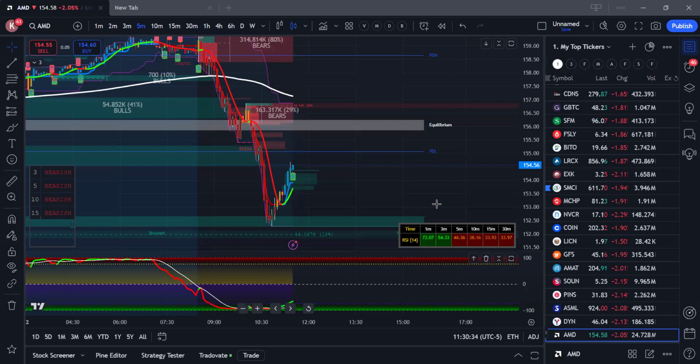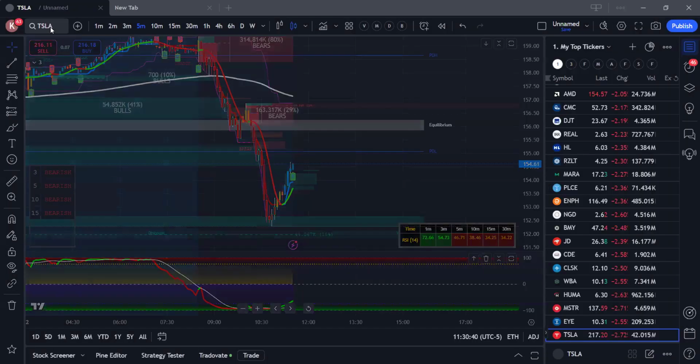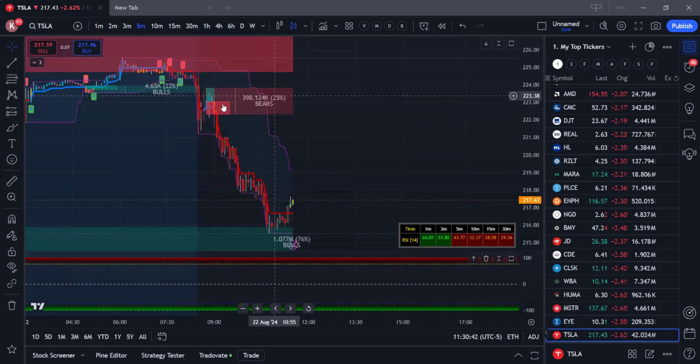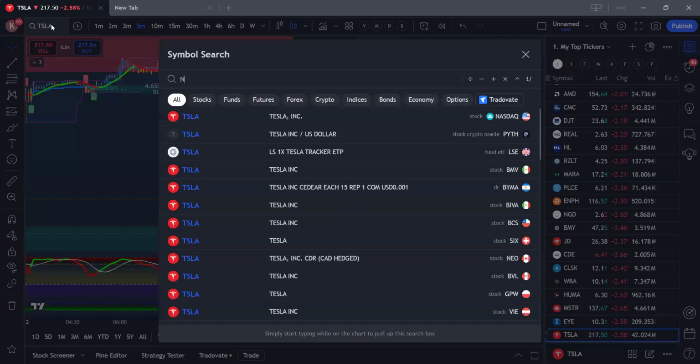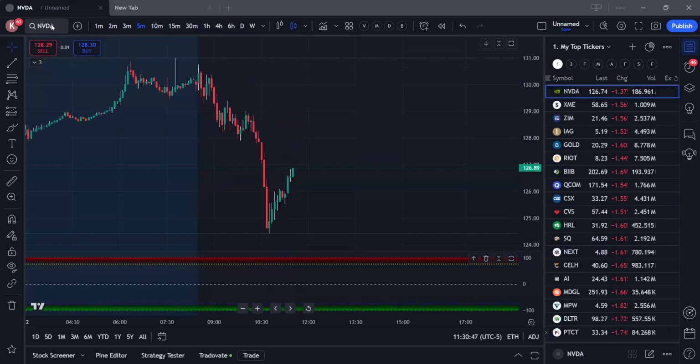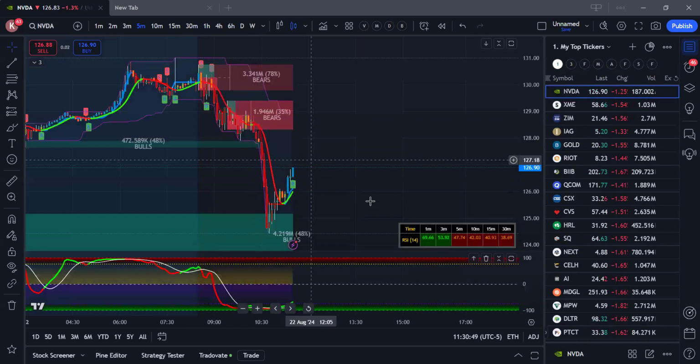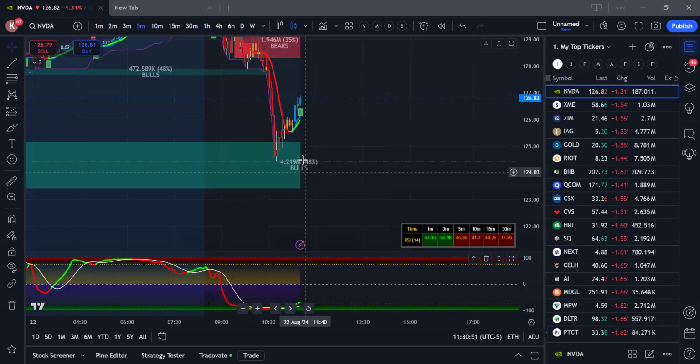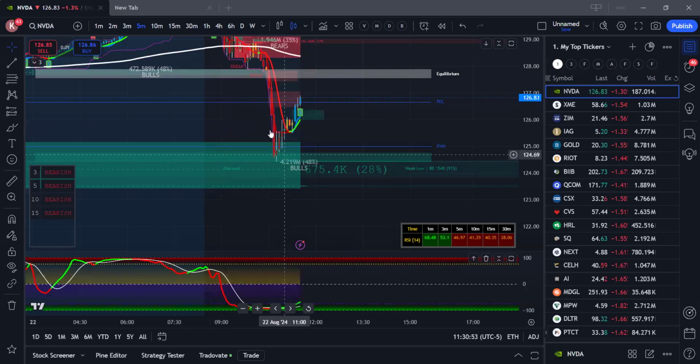As I said, once QQQ starts moving, all your good stocks will start moving. Tesla will move, Nvidia will move. So you can always use QQQ, right? You can see there is a 4.2 million buy order spread. You touched it, and it started moving up.